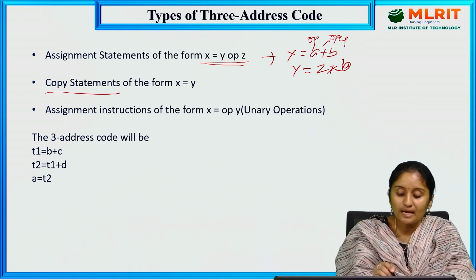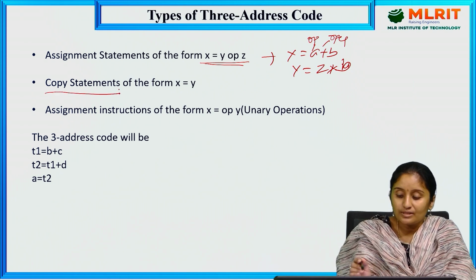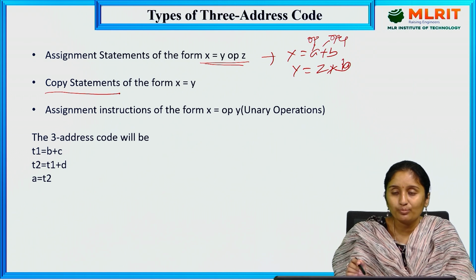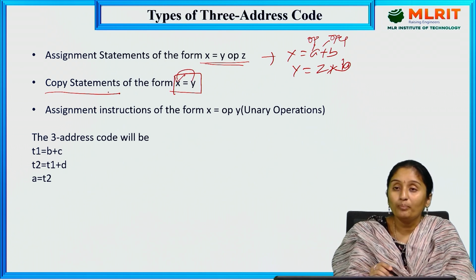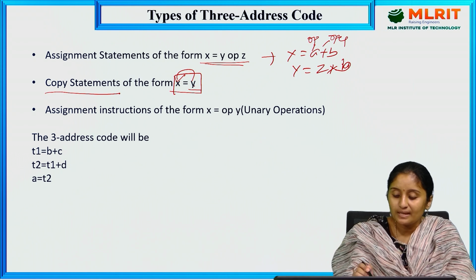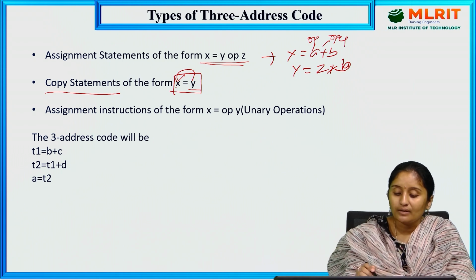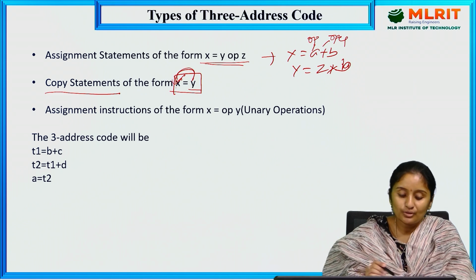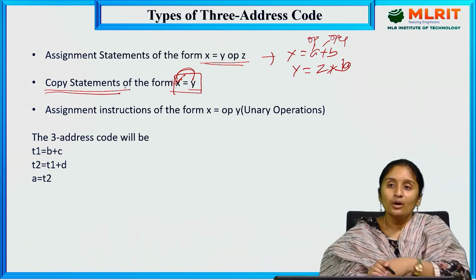Next, copy statements. I told you that on the right hand side at least one operator should be there. But here there is no operator, and we can still call it a copy statement. The data available in Y is stored in X. We are going to copy the content of Y to X. So we call that a copy statement.